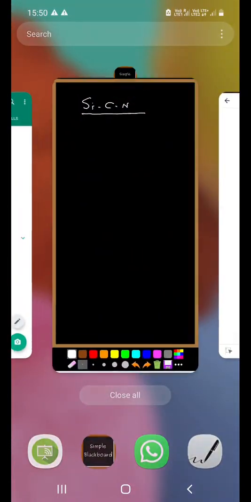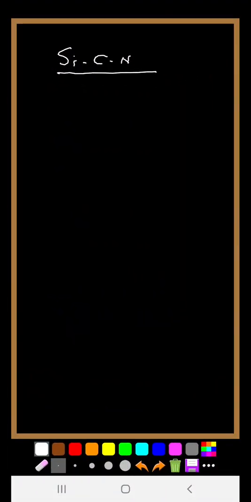Hello students, so in this lecture we are going to discuss a very important material called silicon carbon nitride, or in short SiCN. Now the interesting fact about SiCN is it is a ternary compound.